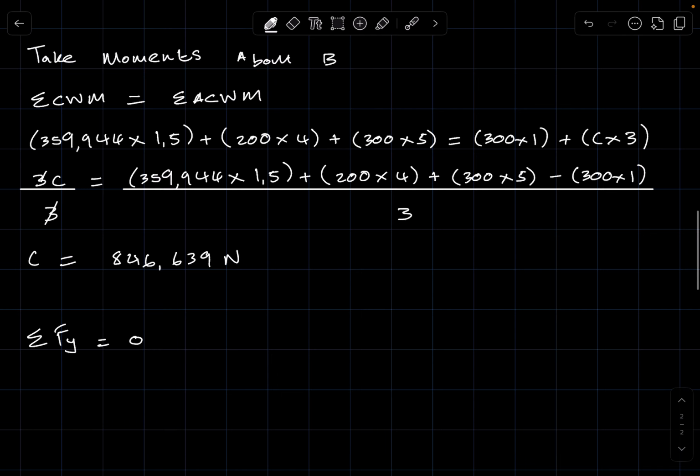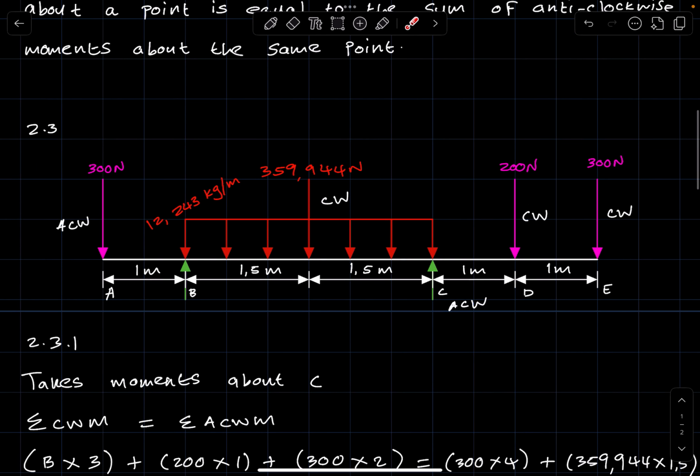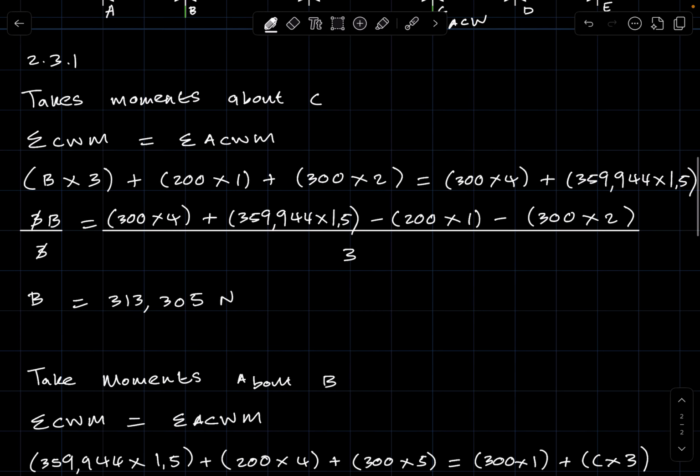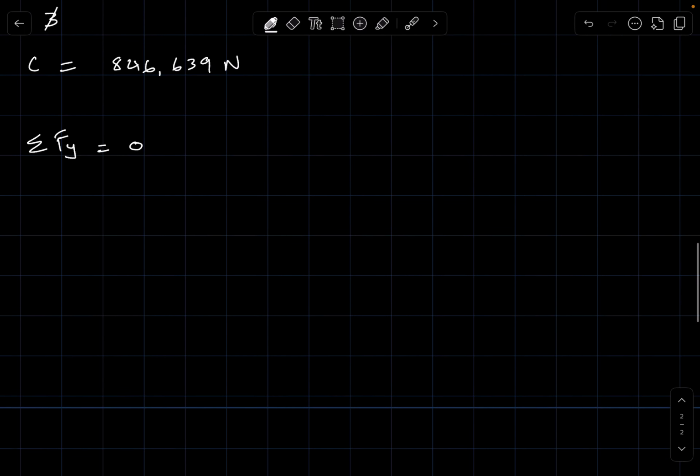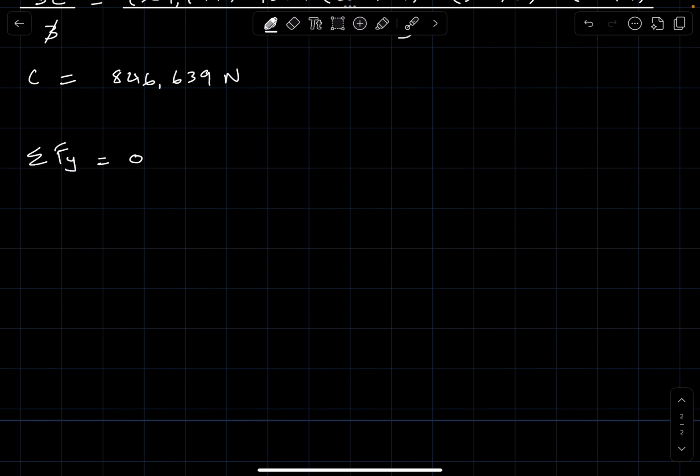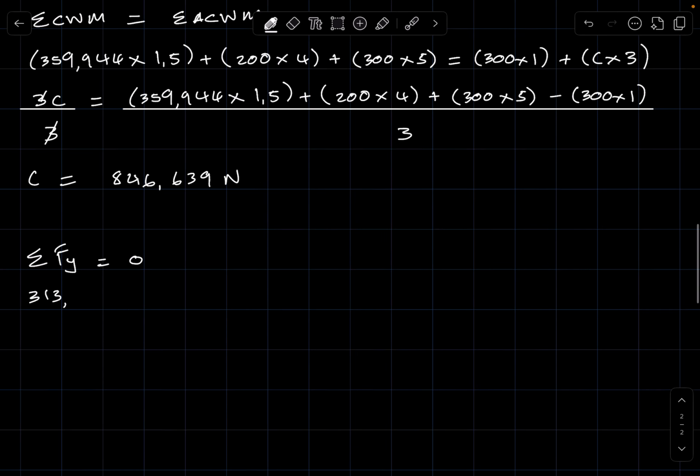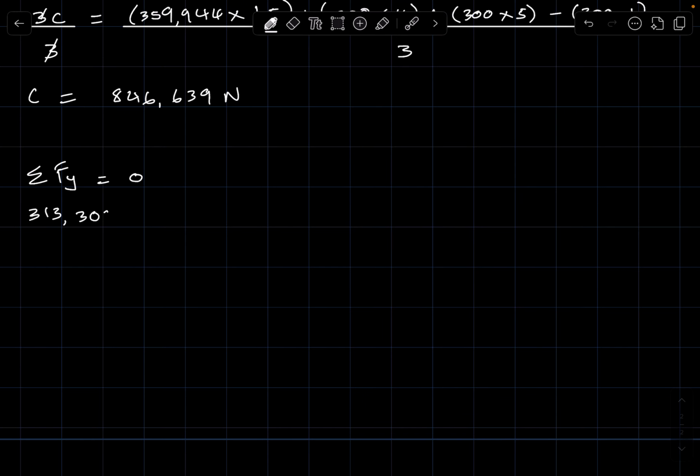So now we add forces, looking at if the forces are going up or down. Remember that forces going up, you take them as positive. Forces that are going down, you take them as negative. So both reactions, so B being 313,305, plus reaction at C, which is 846,639. Both are positive because they're heading upward.